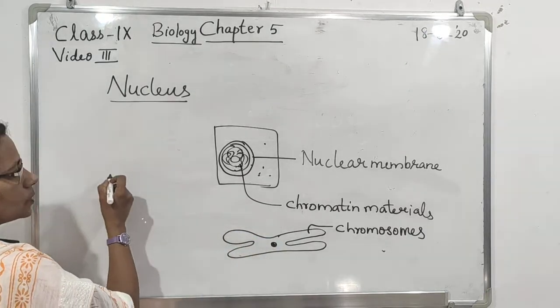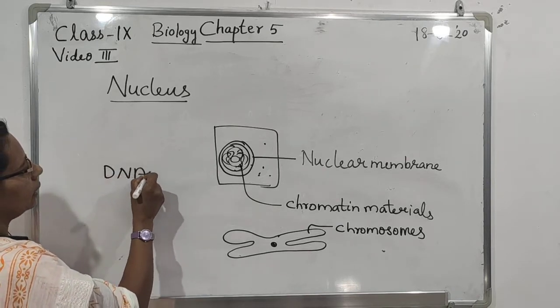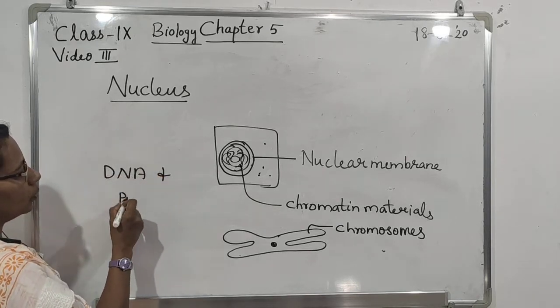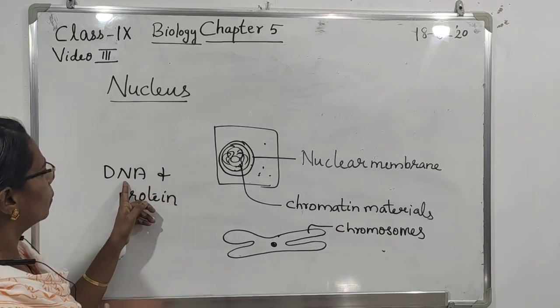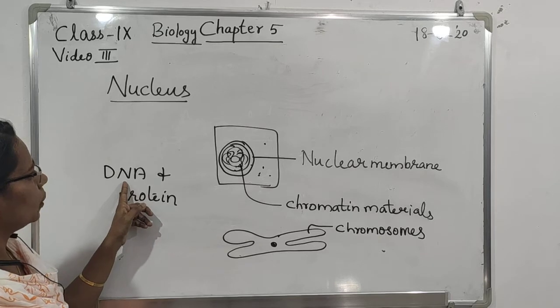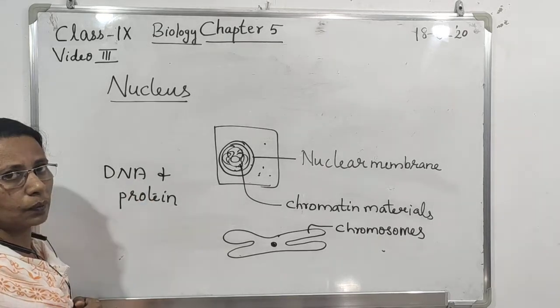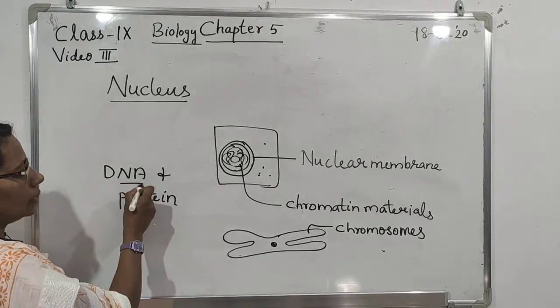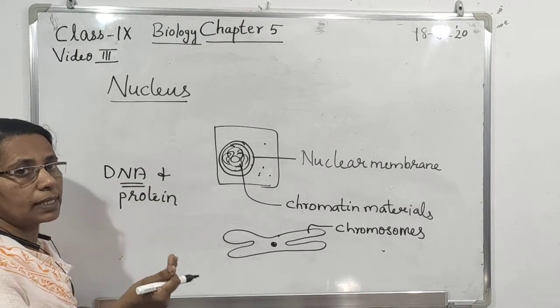Then the chromosomes are made up of DNA molecule and protein. DNA, you know, deoxyribonucleic acid, is a nucleic acid molecule. DNA contains the information for constructing and organizing the cell.